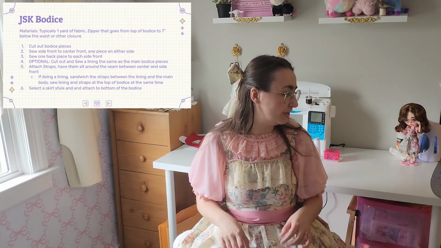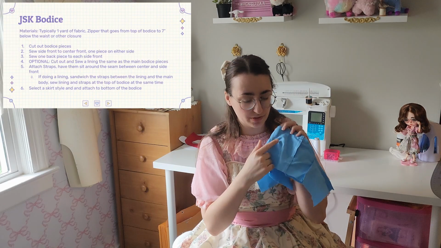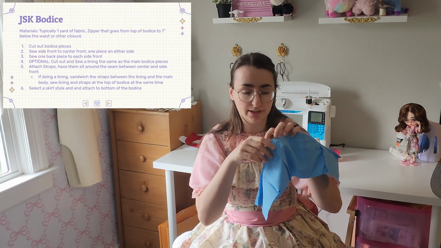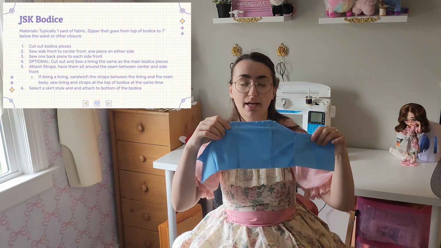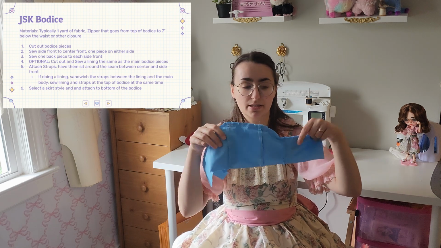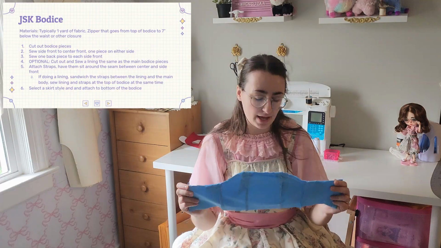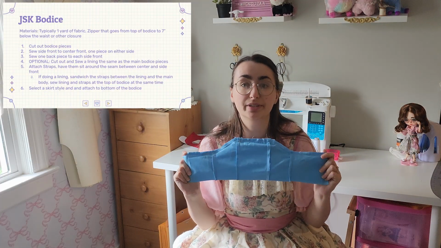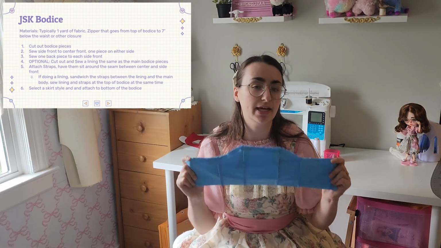Start by cutting out all of the bodice pieces. You want to sew the side front to either side of the center front, and then a back piece to either of the side pieces of the side fronts. And when you do a lining, you do this exact same thing twice.